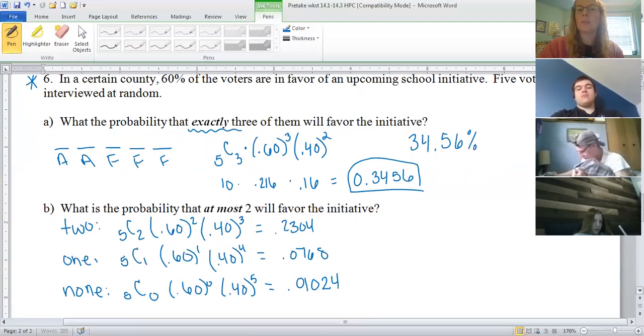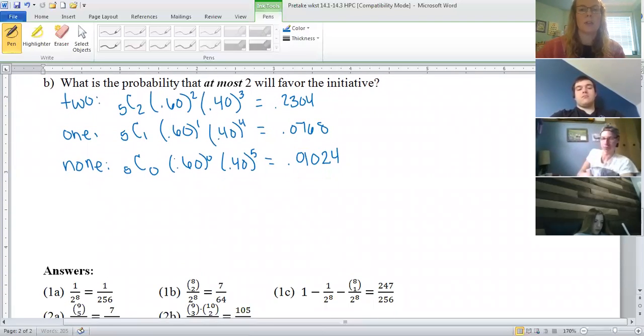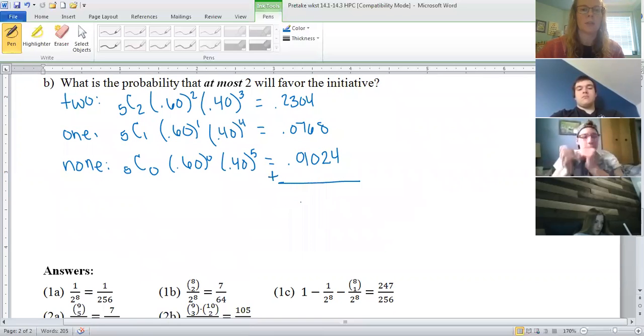And then we have to add those up. And then you can see the total at the bottom there in the answers. Okay, but just know that we'd have to add those. I'll put a little plus there. We should get about 0.31744.